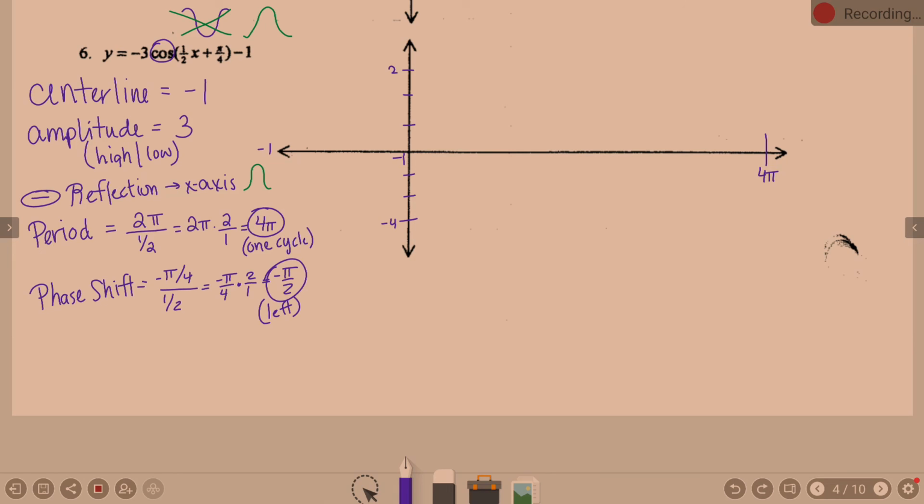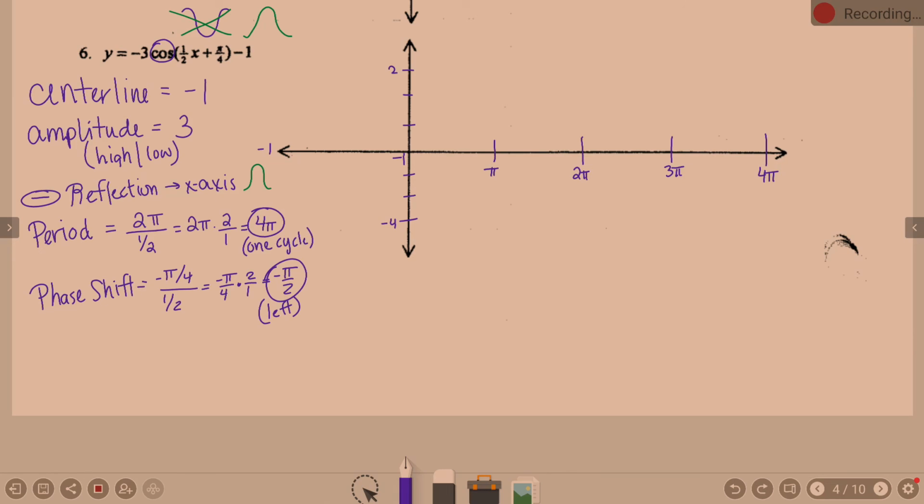I'm going to divide this into fourths, right? What's the middle of 4 pi? 2 pi. What's the middle of 0 to 2 pi? 1 pi. And what's the middle of 2 pi to 4 pi? 3 pi. Wow, some of the easiest labeling we've done all day. Well, I don't know. Centerline and amplitude are pretty easy once you understand what you're doing.